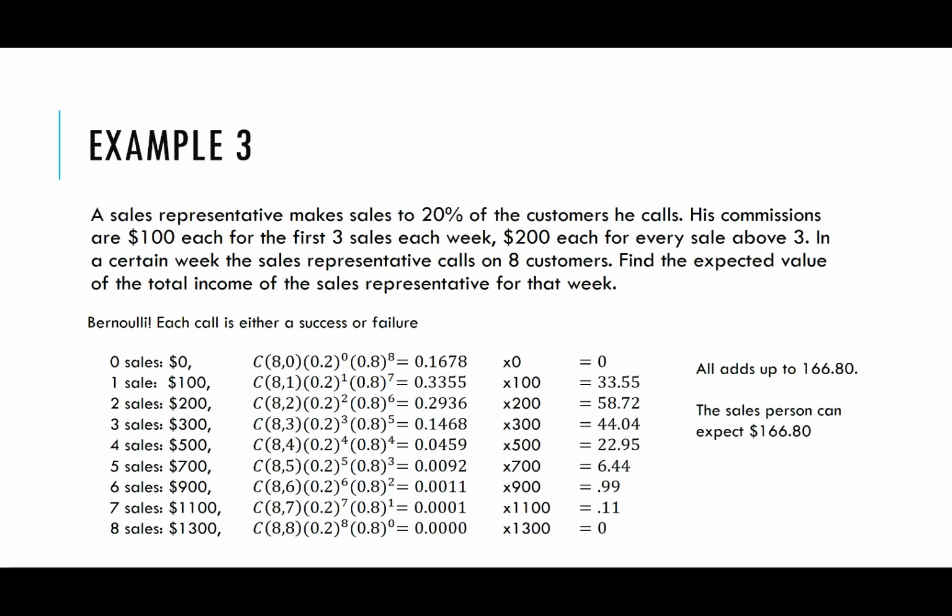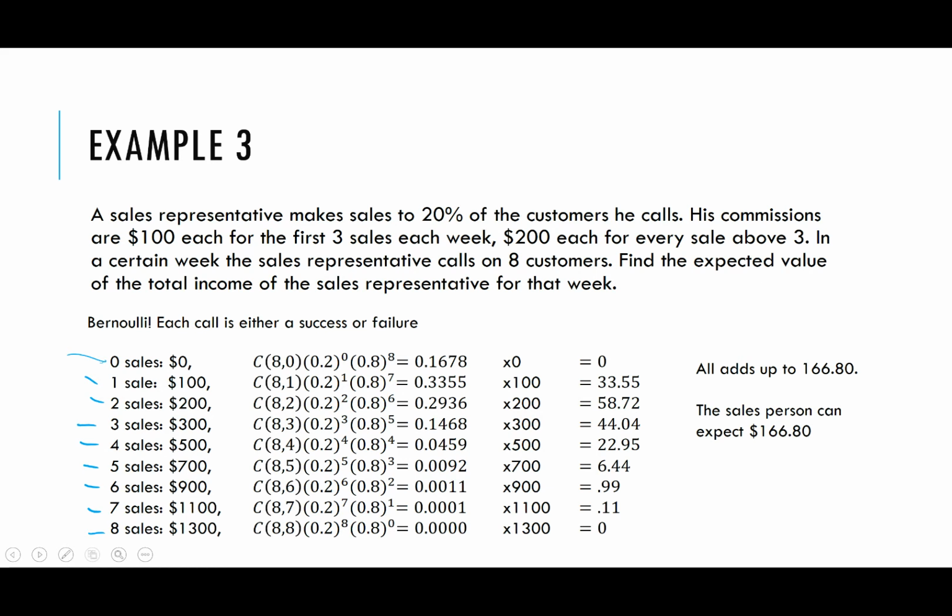So he's making 8 calls, and we want to figure out how many of those calls are successful. He could make 8 calls and none of them be successful. He could sell nothing, even calling 8 different customers. He could only make 1 sale after calling 8 customers. He can make 2, 3, 4, 5, 6, 7, or maybe if he's lucky, he could make all 8 sales to all 8 customers. So these are the different ways he could make a sale. He can make none of them, or he can make all 8 of them, and of course all the various ways in between.